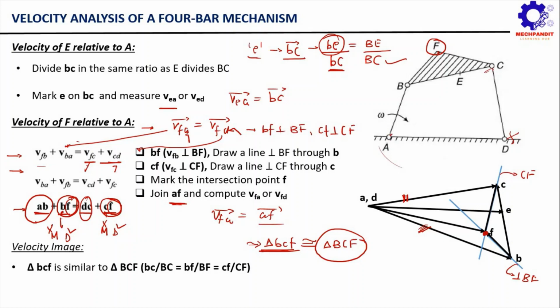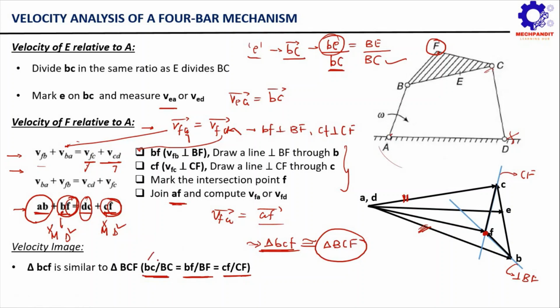So now let me just summarize this. This was one of the ways to locate the point F and to calculate the magnitudes of the BF and CF vectors, but there is another way also to do that. What is that way? Once we know that these two triangles are similar, we can write down the equation: bc divided by BC is equal to the BF vector divided by BF, which is equal to the CF vector divided by CF.